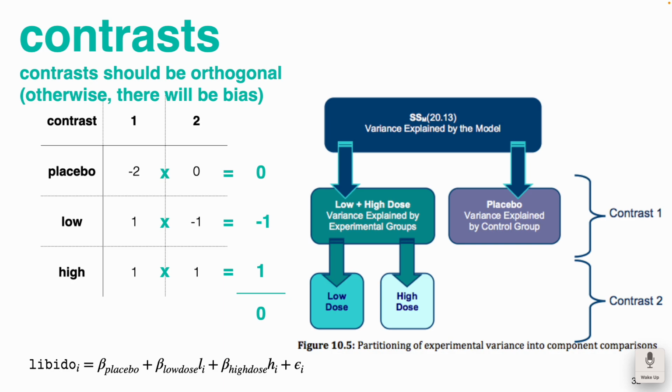Yeah. So a follow-up to that question: if we put low equals 1 and high equals 2, we could still get to 0 by putting placebo as -3, but then we're weighting the low and high differently, right? Exactly, yeah. And you'd have to have a theoretical reason for that. And it's going to be a lot harder to make it orthogonal.